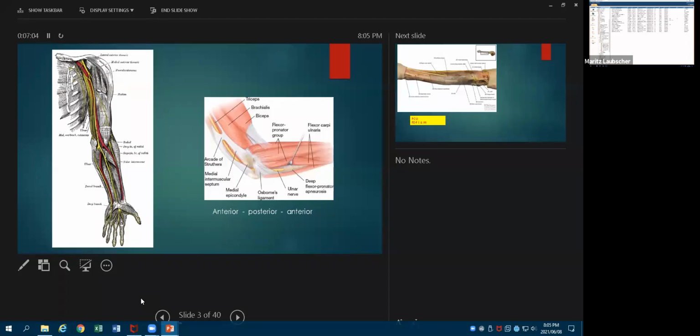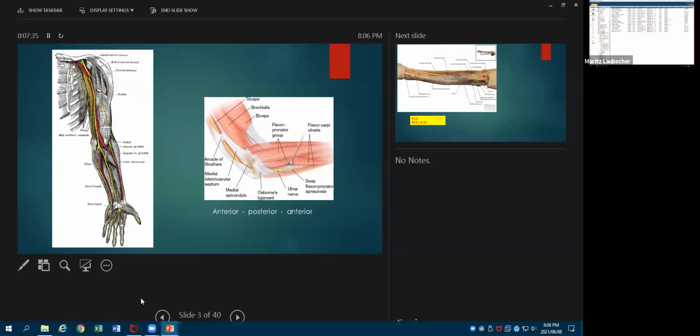Then it comes anterior, so it runs anterior, then it dives posterior through the medial intermuscular septum, runs around the back of the medial epicondyle, and then comes into the anterior compartment again. And that traverse from anterior to posterior back to anterior is what actually gives the ulnar nerve all its trouble. If it just went straight next to the median nerve and the brachial artery, it'd be fine. Okay, we'll come back to the anatomy of what it goes through a bit later.